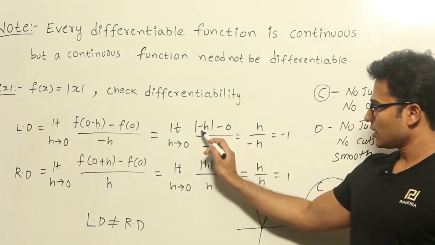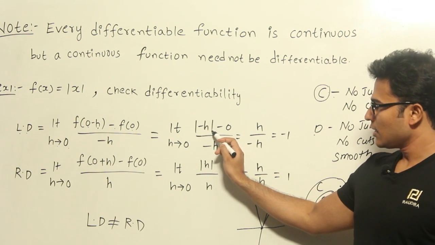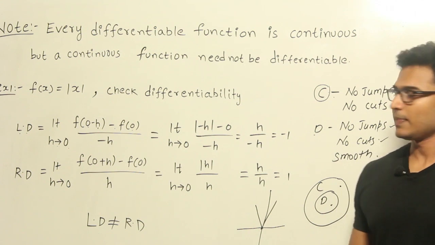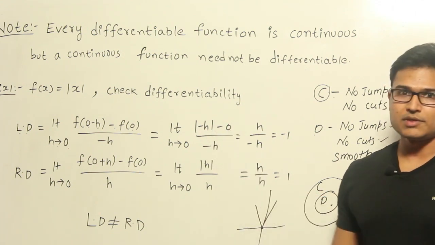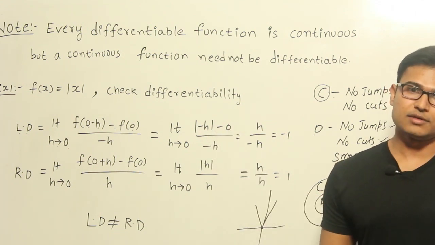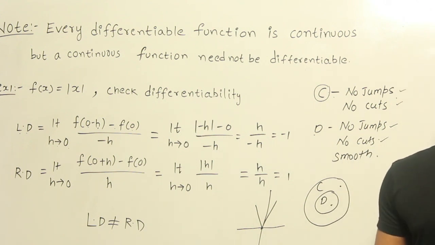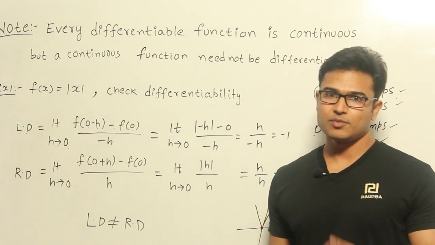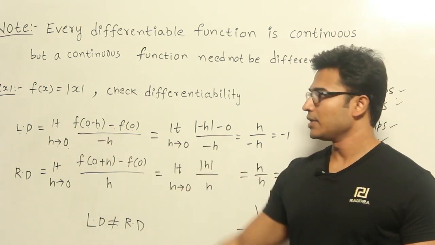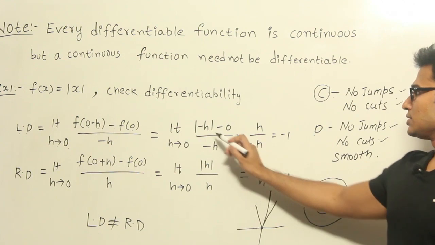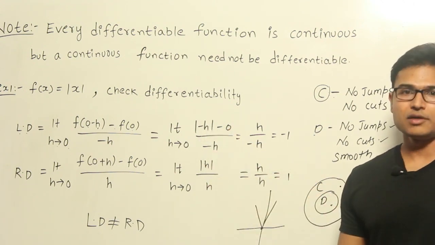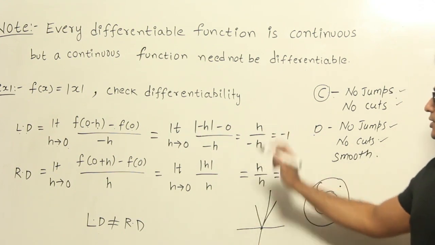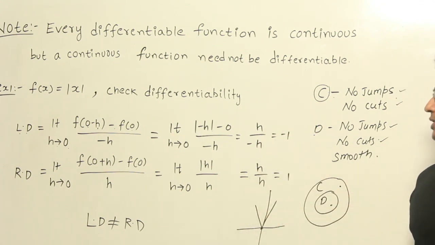The only thing about mod x that you should remember is, once you remove the mod, the result should be a positive number. And h is a small positive difference that we take in all the cases. Wherever we use h in these limits, whenever we say limit h tends to 0, h is always positive. Since h is positive, minus h is negative. After applying the mod, the output should be positive. That is why it is h by minus h, which is minus 1.